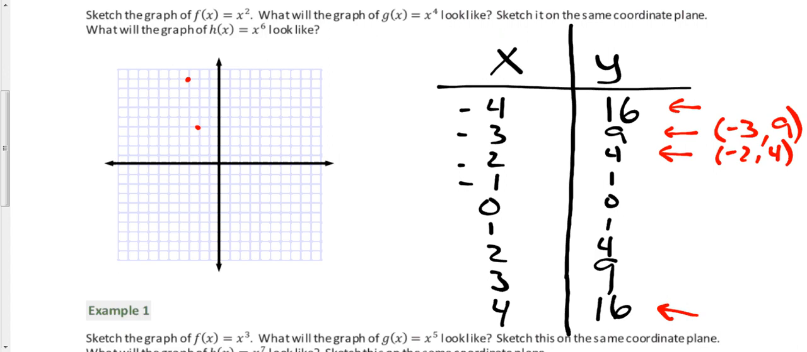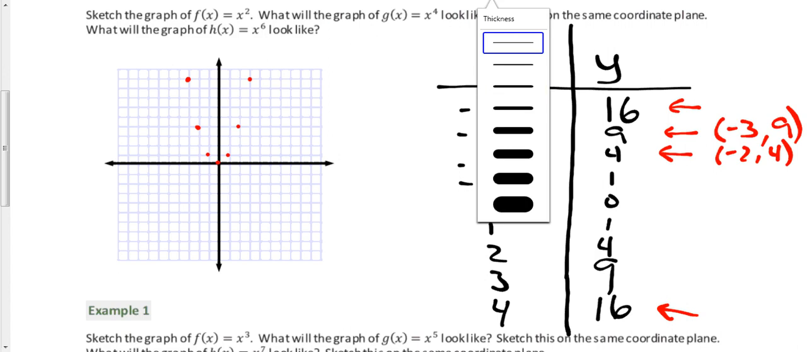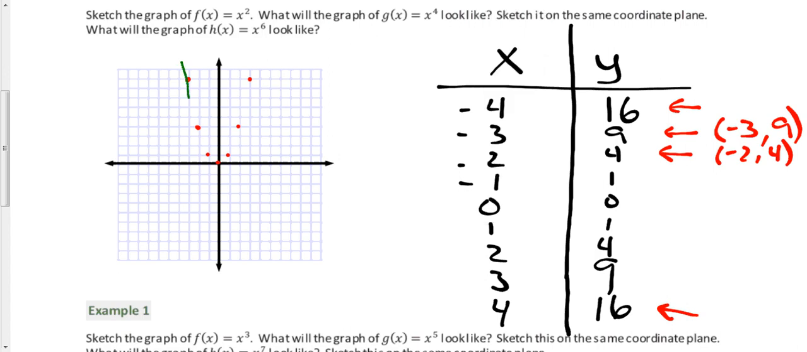Alright, so when you do all the points, you should get something that looks, I'll do this in green, and I'll do it in a very thin line. How's that for a parabola?